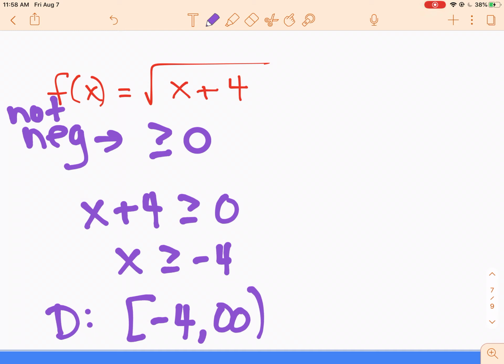If I put in a -4, I get a 0. The square root of 0 is perfectly acceptable. But if I put in something smaller than -4, like -5 or -100, I get a negative number underneath the radical, which would not be permitted.